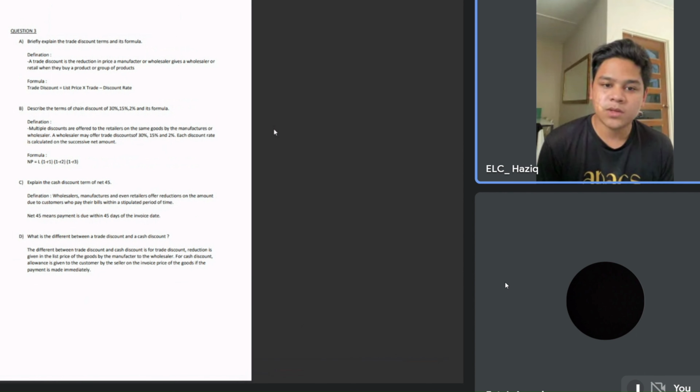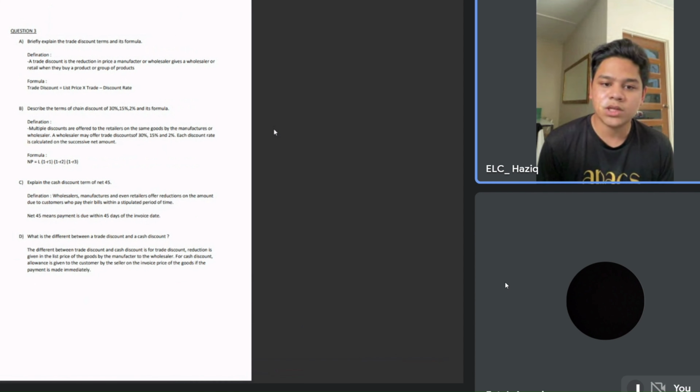The third question is explain the cash amount term of net 45. The definition is wholesalers, manufacturers and even retailers offer reductions on the amount due to customers who pay their bills within a stipulated period of time. Net 45 means payment is due within 45 days of the invoice date.